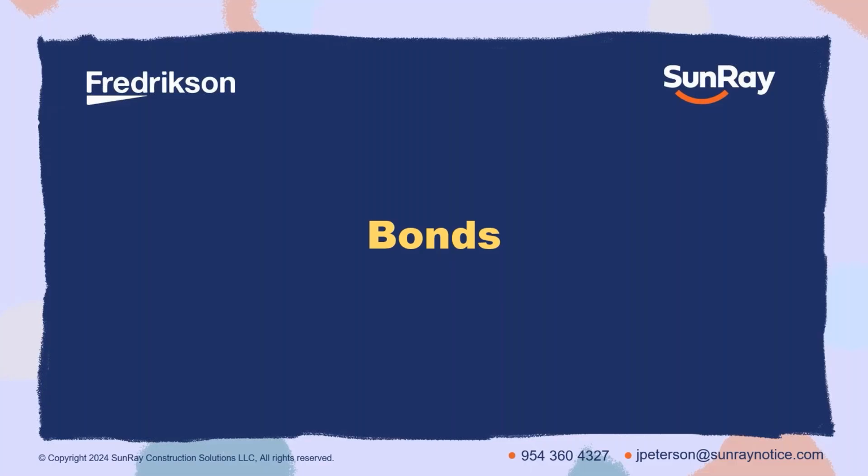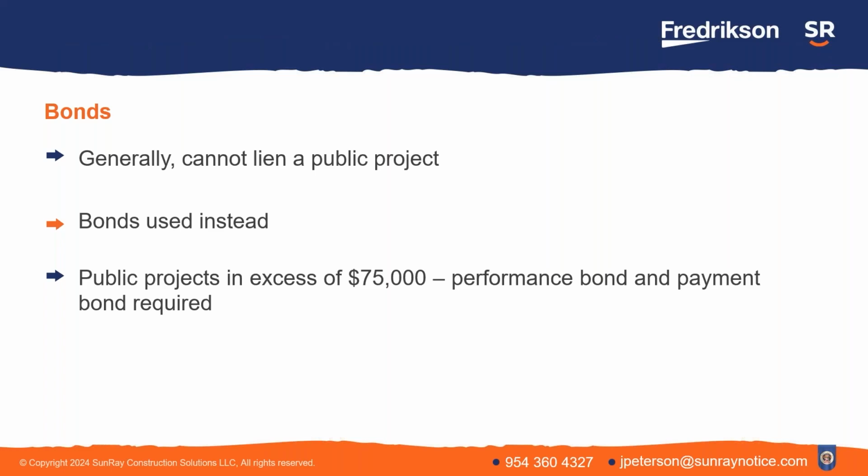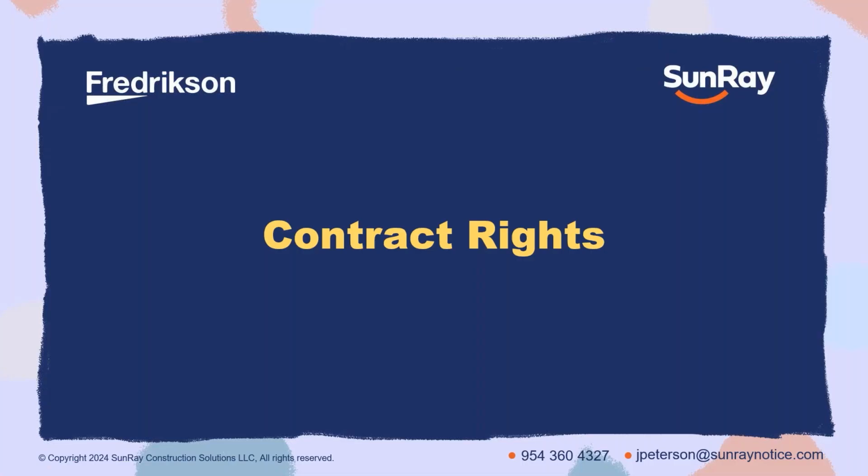Now we're going to talk about bonds. Again, bonds are for public projects because generally you can't assert mechanics liens against a public project. So bonds are used instead. They can be used on any public project, but they're used for sure on public projects in excess of $75,000. Then a performance bond and a payment bond are required.